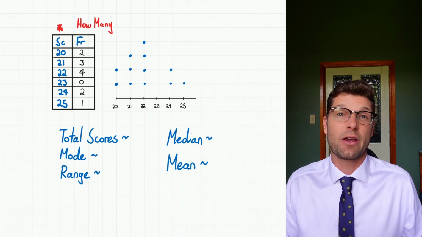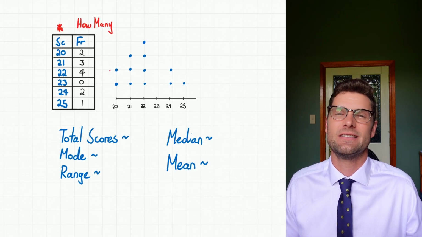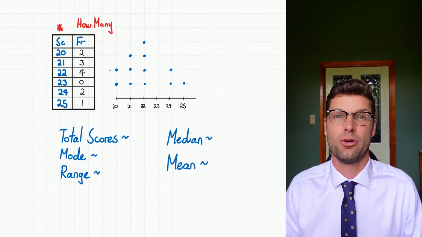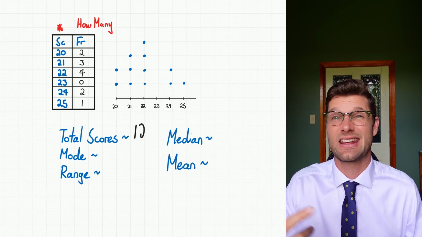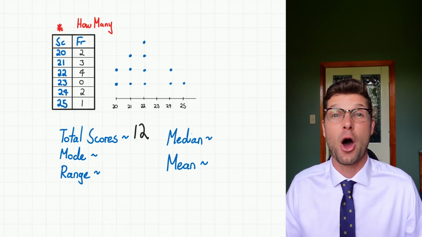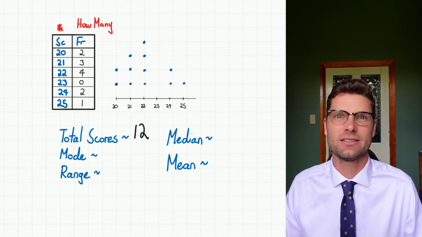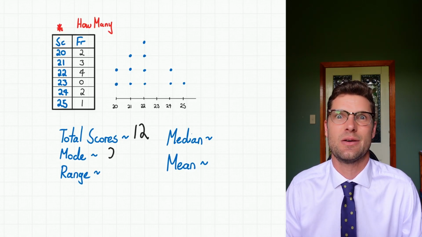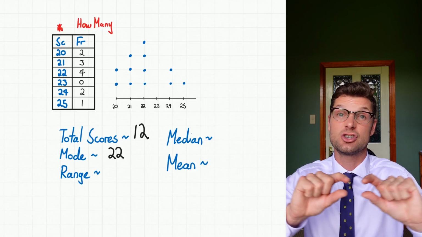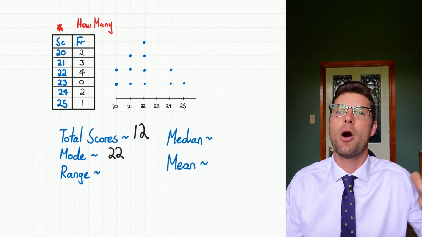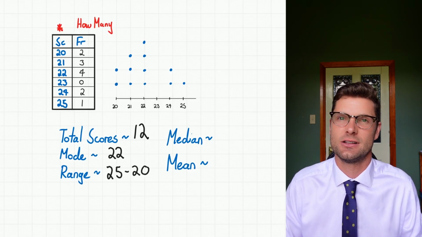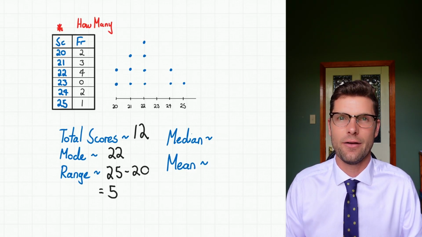So now we're going to find out some of the same information that we did in the last one, just using the data table. So the total scores here is super easy. Instead of adding up all the numbers, I'm just going to count the dots, and there's 12 of them. So that's how many students took this test. The mode as well is incredibly easy from this. Whichever stacks the highest is the mode. So in this example, it's 22. The range is the top number on my number line minus the bottom one. So that's 25 is the highest score, minus 20, which was the lowest score. So the range is 5.